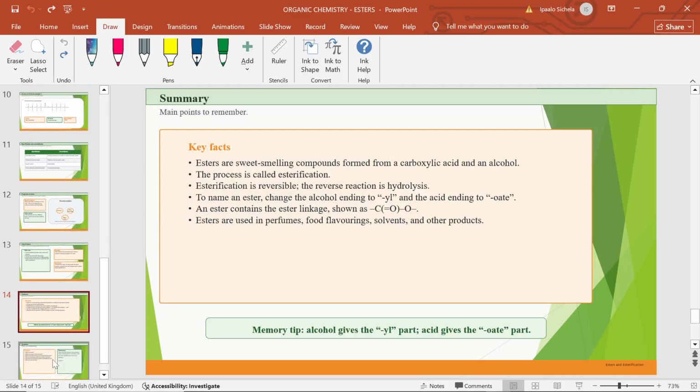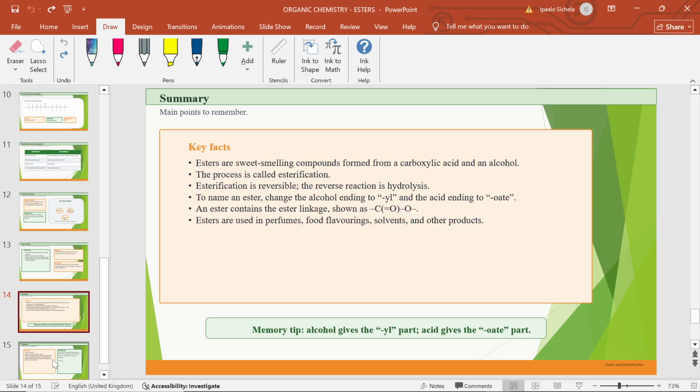So what is the summary of whatever I've just said? Esters are sweet-smelling compounds formed when a carboxylic acid reacts with an alcohol, and this process is called esterification. Esterification is the process by which a carboxylic acid and an alcohol react to form an ester and water. Esterification is a reversible reaction. The reverse reaction is hydrolysis. When the carboxylic acid and the alcohol react, an ester and water are formed. When the ester reacts with water to form a carboxylic acid and an alcohol, it's called hydrolysis.